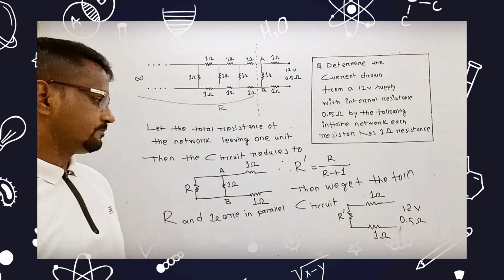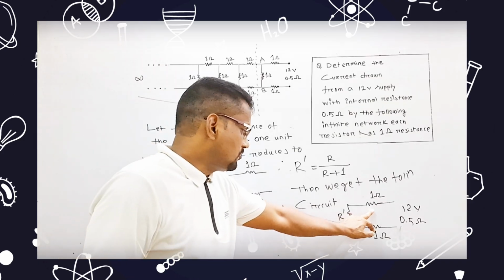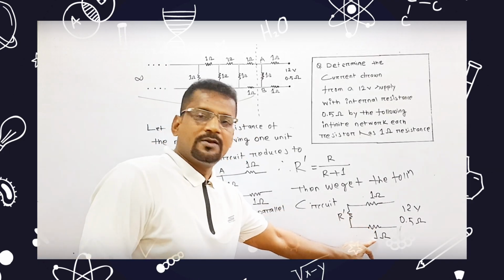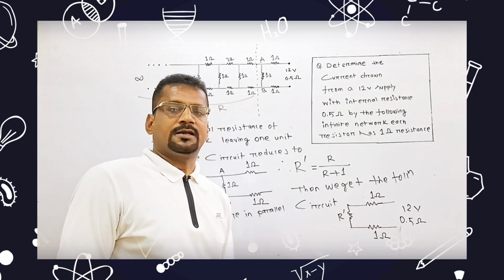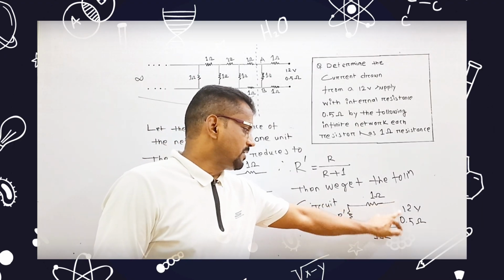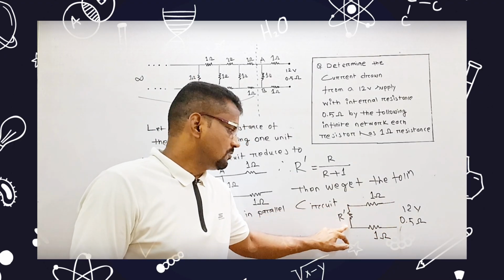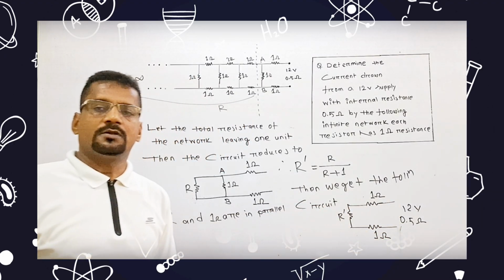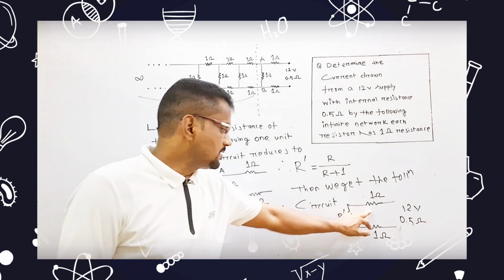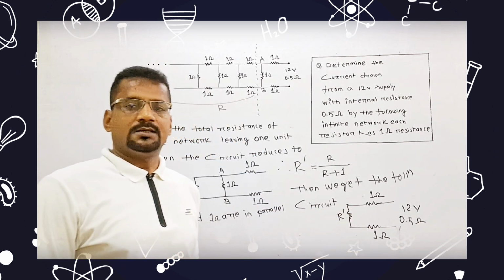Now you see, 1 ohm, R dash, 1 ohm, they are in series connection. It is very much obvious. 12 volt battery in this side, if current flows, the same current flows across all the resistors. So now these three are in series connection.